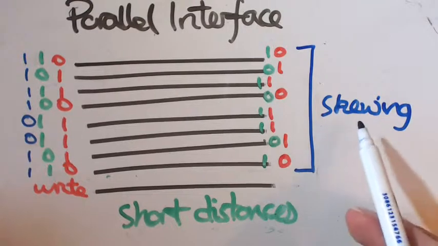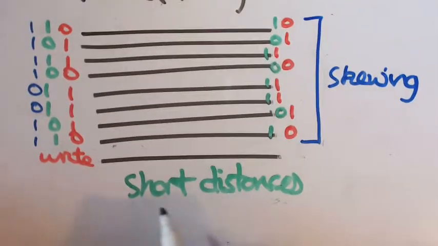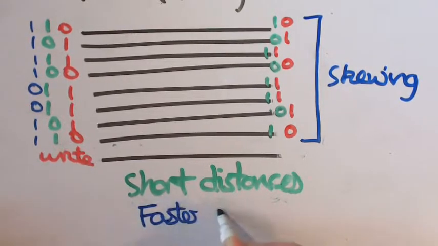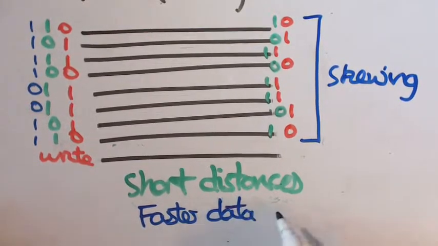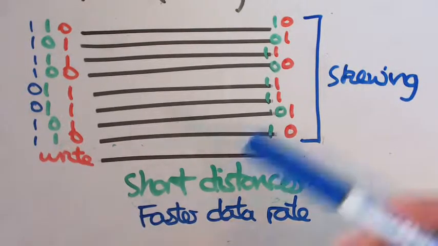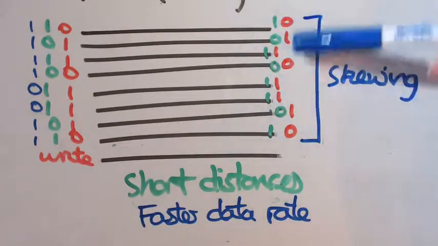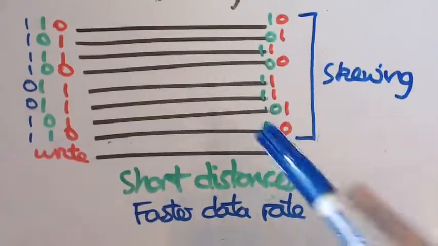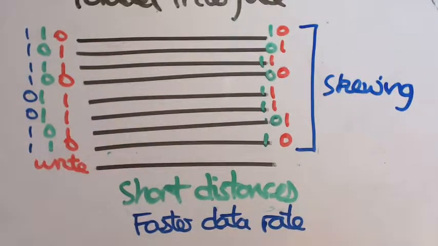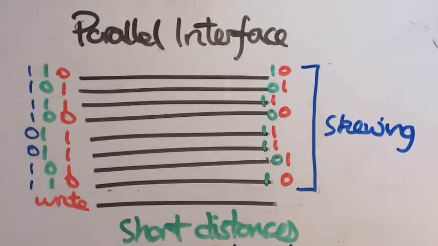And that's really the downside. Good for short distances, and it's a faster data rate. So it's good for transferring data really quickly, but if it is a long cable, you start getting problems with this. So it's not good for long distances. So that's why it's really peripherals that are close to the actual CPU. And that is serial and parallel.